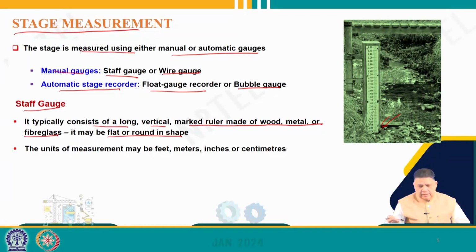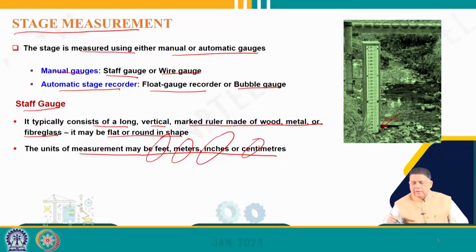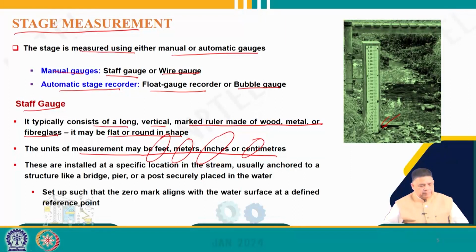fiberglass. We have used all those types in our day to day life, and the units of measurement may be feet, meters, inches or centimeters. You remember in our typical rulers which we use, we have inches and feet and centimeters and meters. So, similar scale could be made here in the staff gauge.